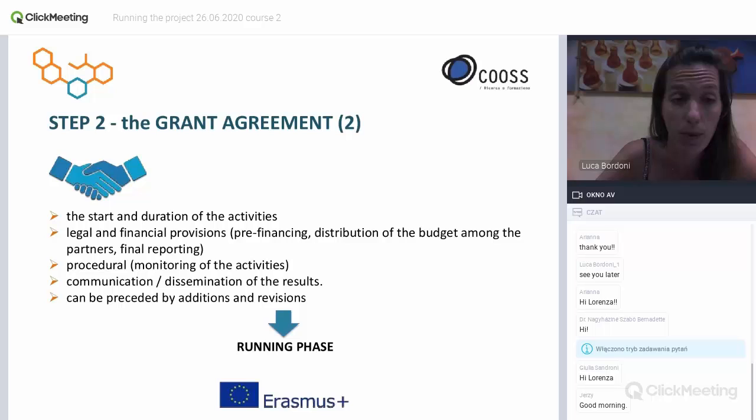So the grant agreement contains the start and duration of the activities, both of the entire project and also of all single activities, so work packages and tasks. It contains all the description about provisions, legal and financial provisions.